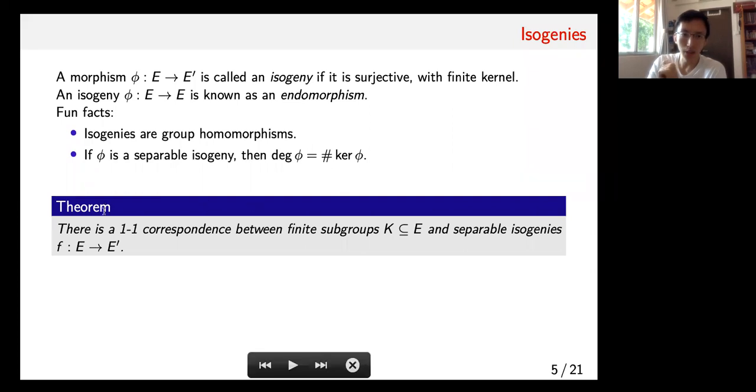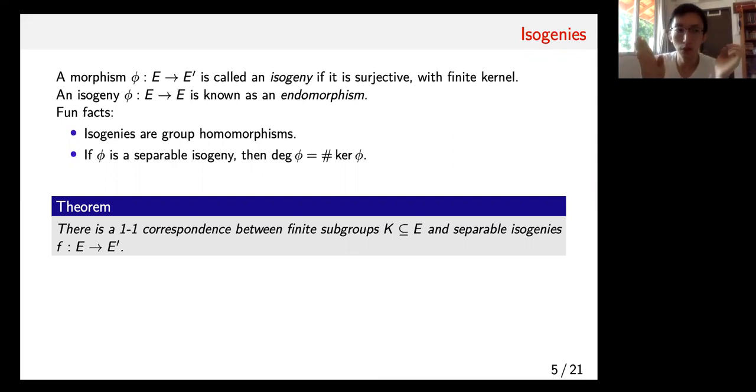And this is encapsulated in this theorem, where there's a one-to-one correspondence between finite subgroups of the elliptic curve and separable isogenies. So if you pick a subgroup, you will get a separable isogeny. And from a separable isogeny, you can obtain the kernel and hence a finite subgroup, because it's a finite kernel, right? So I've explained how you can go from an isogeny to a finite subgroup using the kernel.